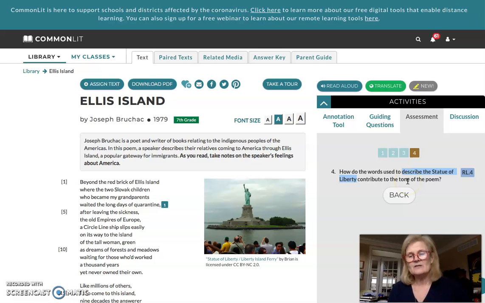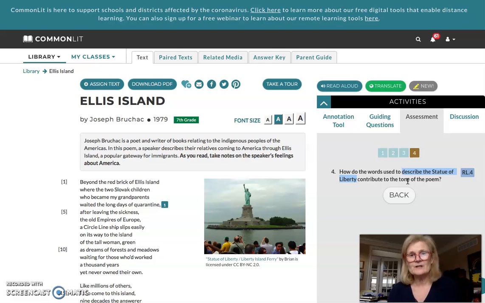And remember, the tone is the attitude of the poet about the topic or the subject which they're writing about. And they're writing about Ellis Island, which, as we've already talked about, is where millions of immigrants came to the United States. So what I'm really looking to see now is how the description of the Statue of Liberty reveals what the author thinks about immigration. So that's how I break down that prompt.